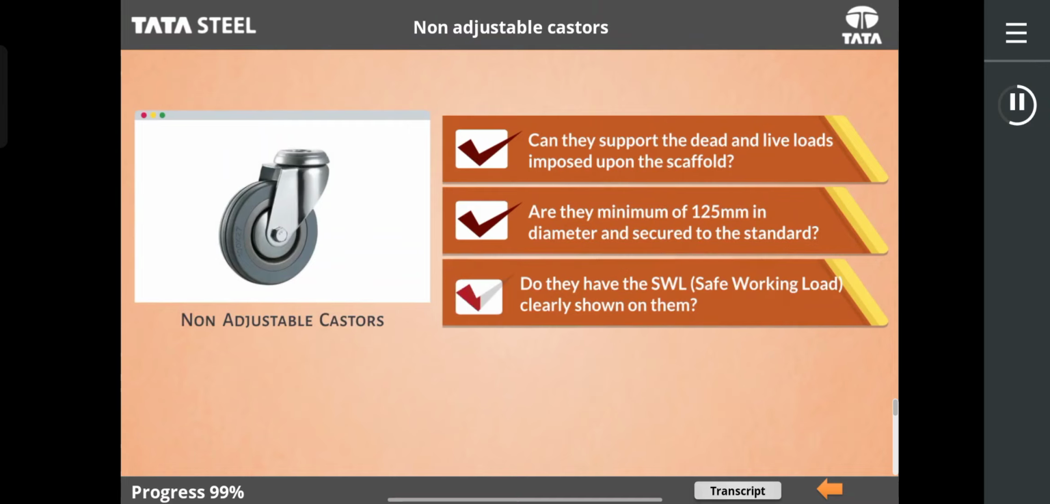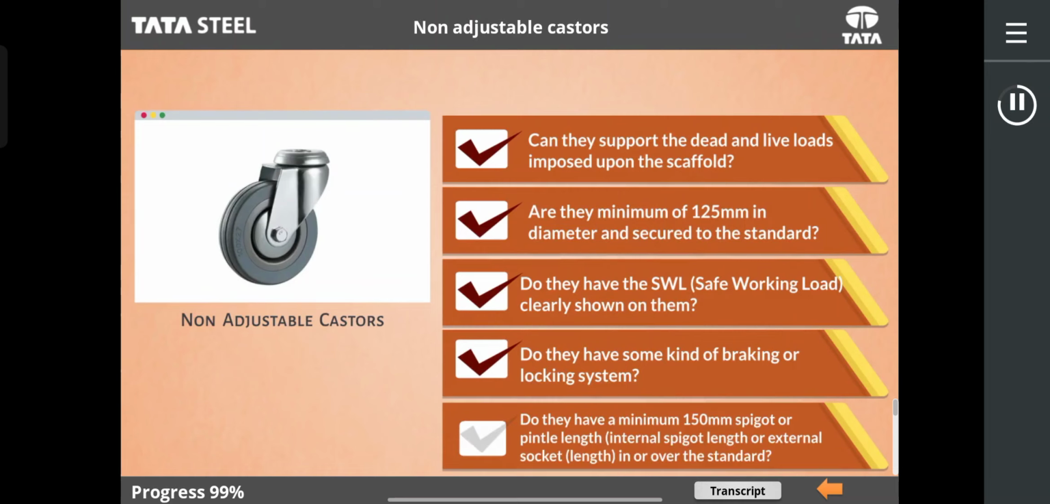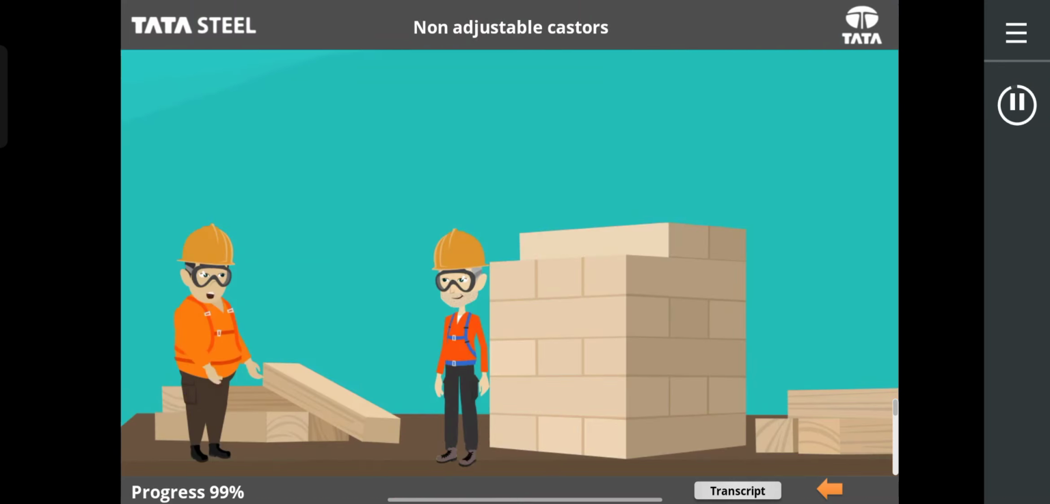Do they have the SWL, safe working load, clearly shown on them? Do they have some kind of braking or locking system? This can come in a range of types such as screw and compression devices on the actual caster itself. Do they have a minimum 150 mm spigot or pintle length, internal spigot length or external socket length, in or over the standard? Adjustable casters have a few additional requirements. Let us look at them now.